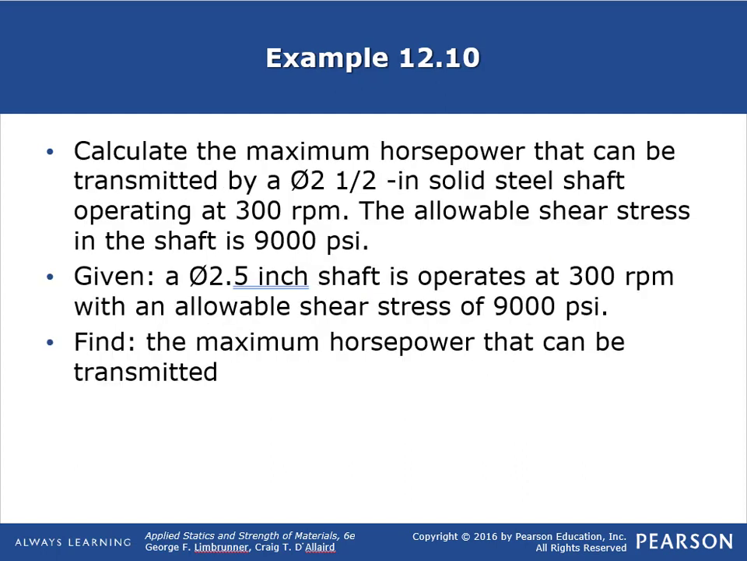Example 12.10. Calculate the maximum horsepower that can be transmitted by a 2.5 inch diameter solid steel shaft operating at 300 RPM. The allowable shear stress is 9,000 psi. I wrote this into our given and find format. Given a 2.5 inch diameter shaft operating at 300 RPM with an allowable shear stress of 9,000 psi, find the maximum horsepower that can be transmitted.